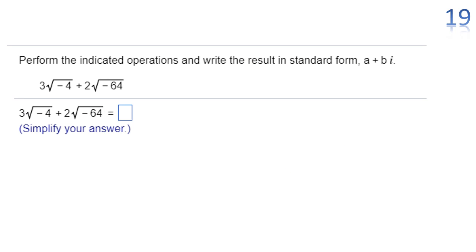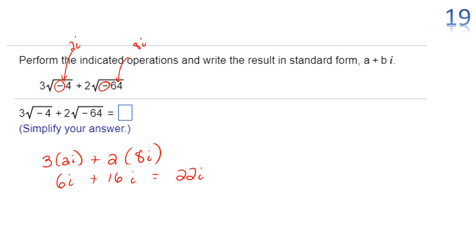Now we're almost done with Test 1 tutorial. Here we're revisiting what imaginary units would be. We know that the square root of 4 is 2, but because of the negative, that will be 2i. And we know that the square root of 64 is 8, but because of the negative, that will be 8i to indicate the negative radicand. Now if we simplify here, I now have 3 times 2i plus 2 times 8i, which will give me 6i plus 16i, which is 22i. That would be the final answer.